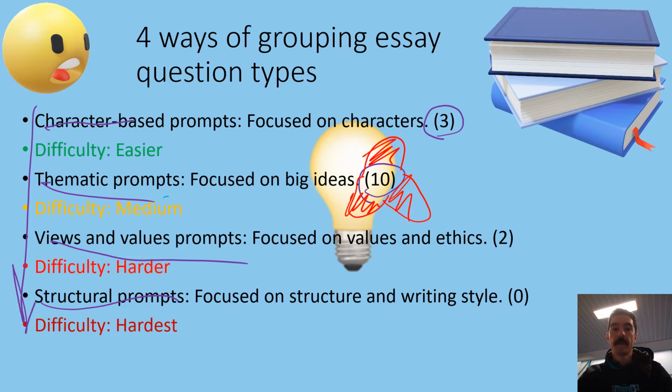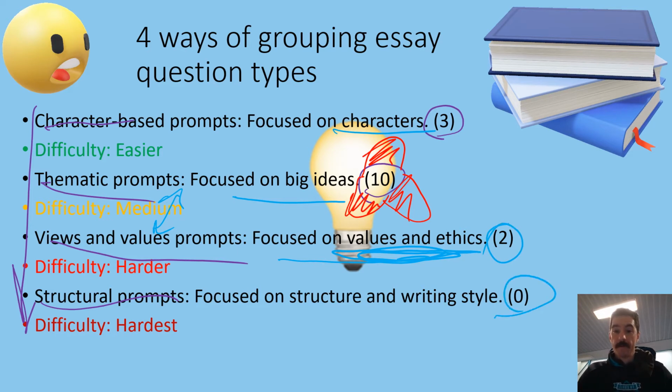Views and values are very similar to the thematic prompts, but they're subtly different in that they're often tied directly to people. Where I said these are characters and these are big ideas, views and values is somewhere in the middle between how people and views and values go together. As you can see, there were 2 from last year's exam. There were none from the structural section, but that doesn't mean there won't be in the future. These ones are really focused on structure and writing style. It might be something like, how is an idea explored through the text? That's probably more thematic, but it'd be a focus on authorial style and the structure of each piece.